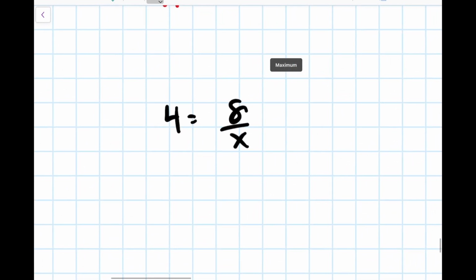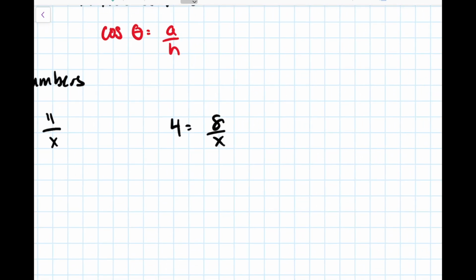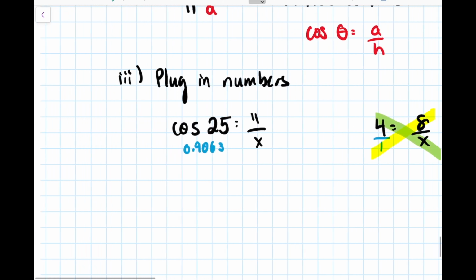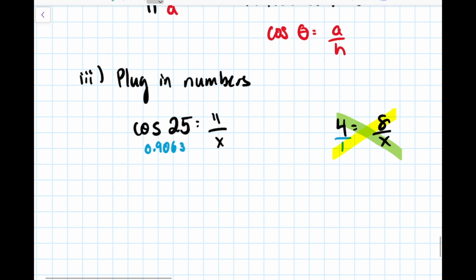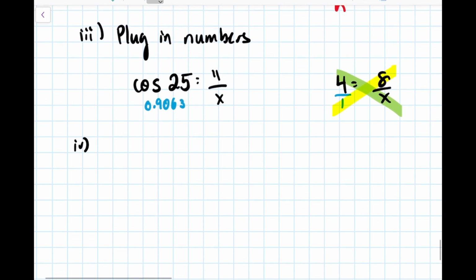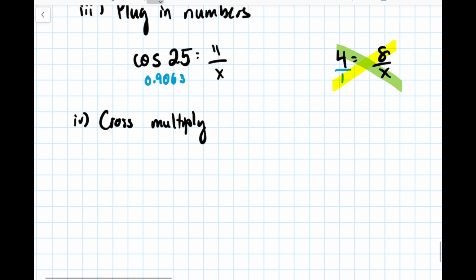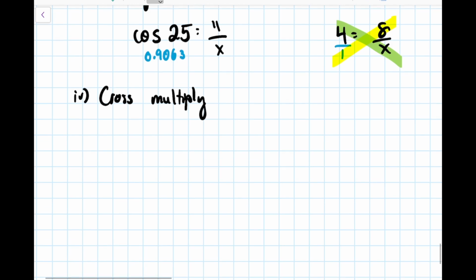If I asked you to solve this, you could probably just throw a 1 under the 4, and then you would cross multiply. That's what we're going to do here as well. So our next step is to cross multiply and solve. In our case, we're going to leave cosine 25 as cosine 25. We're not actually going to turn it into a decimal, because that's just going to be annoying to work with.